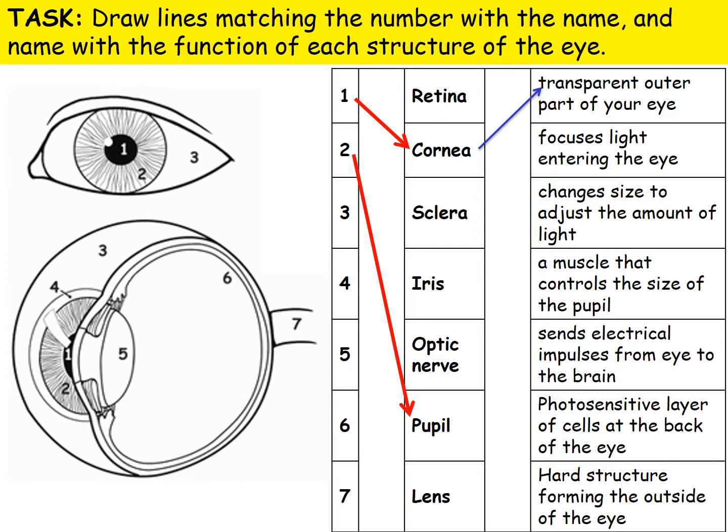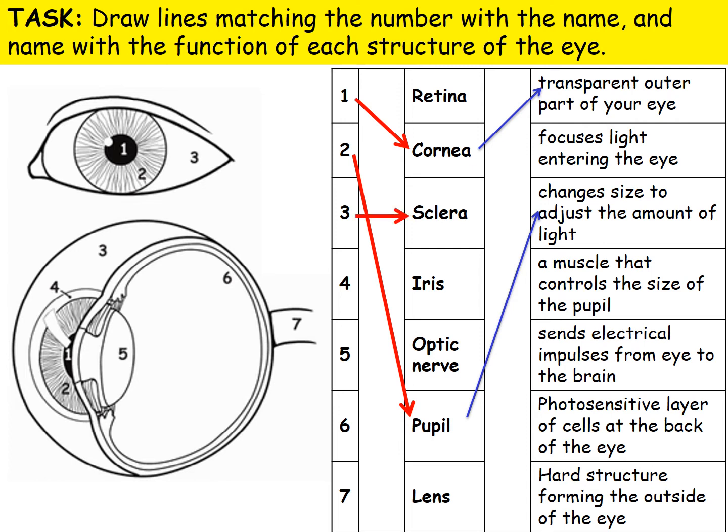Number 2 is the pupil. So the pupil changes size to adjust the amount of light. You can actually check this because if you look at a light and then look in the mirror where it's a bit darker, you will notice your pupil change size.